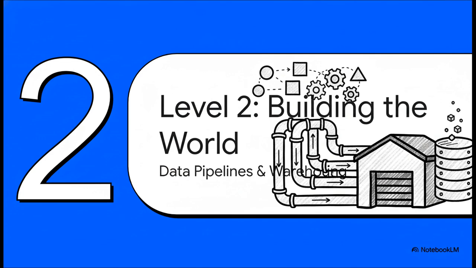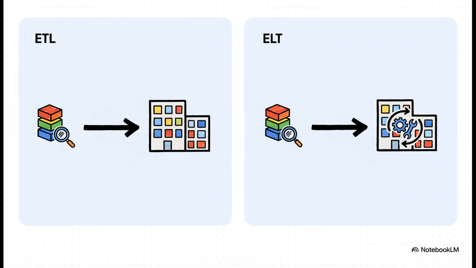This is where we go beyond just writing commands and start actually building the systems that move and store all this data. This level is all about data pipelines and warehousing. You have to know this. This is one of the most important distinctions in modern data engineering.